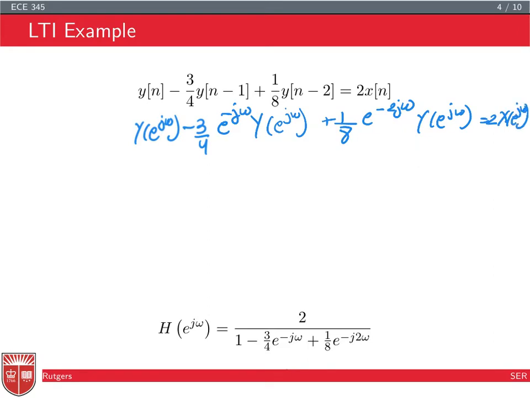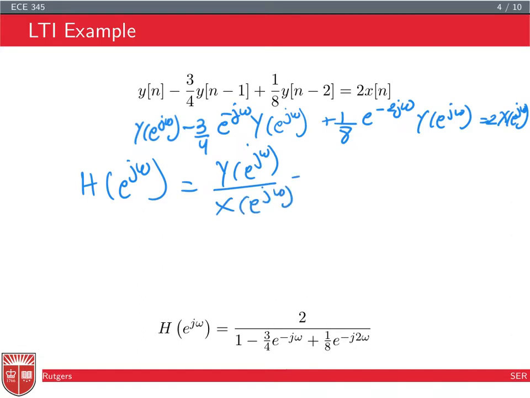All I have to do now is find the frequency response. H(e^{jω}) is by definition Y(e^{jω}) divided by X(e^{jω}), so it's the output divided by the input. This gives me 2 divided by 1 minus 3/4 e^{-jω} plus 1/8 e^{-2jω}, which is the expression that is here. So this is the frequency response of the LTI system.